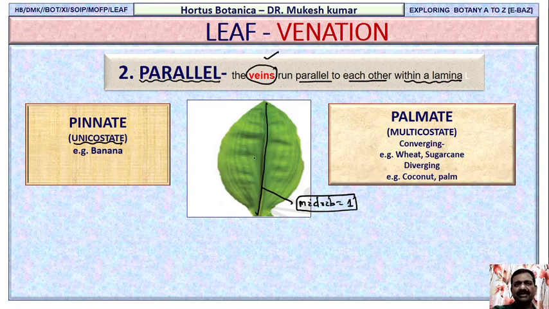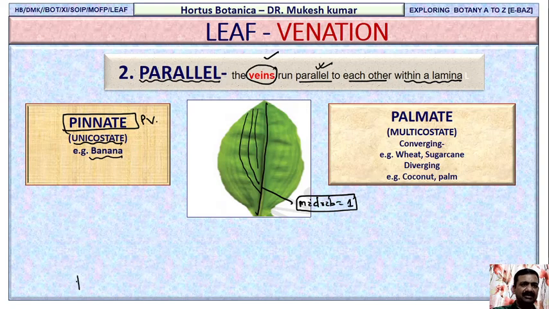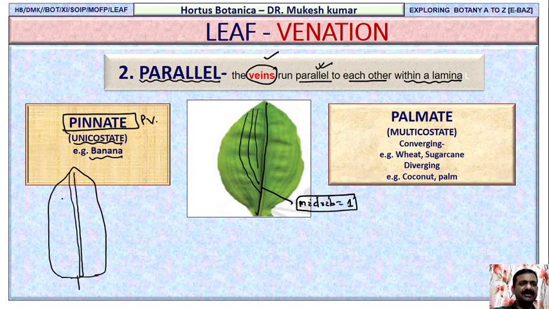And see what veins are there. See all these veins, these are the veins. See the veins, all are equally distributed. Distances are equal. So they are exhibiting parallel venation. And since one midrib is there, this is called pinnate parallel venation. Pinnate parallel venation. And it is very common in banana. I think banana is very common. You will recognize banana. Everyone knows it, like this, and this is in the middle. So many times we get banana leaf in restaurants also.